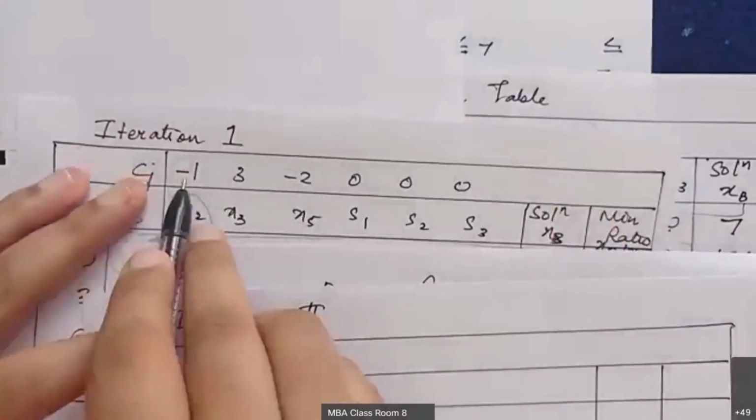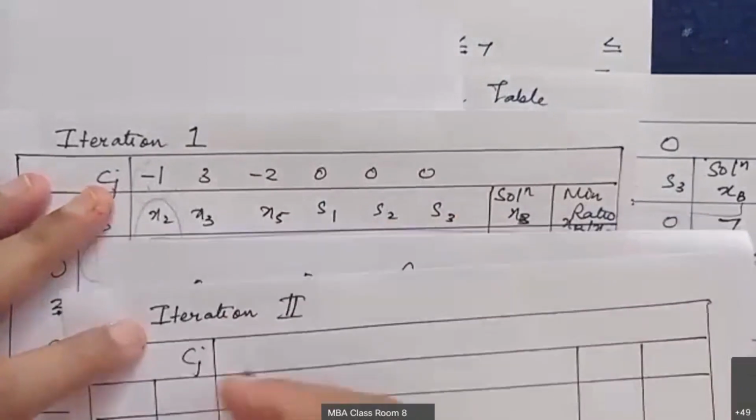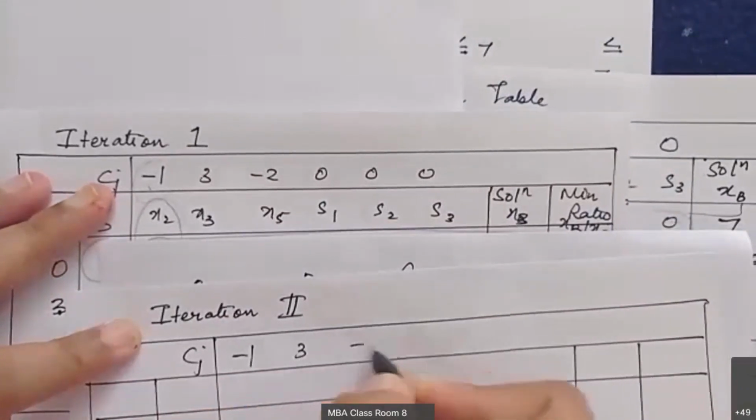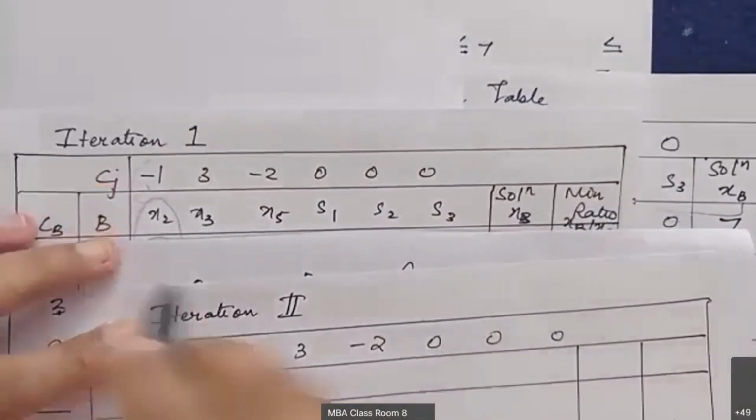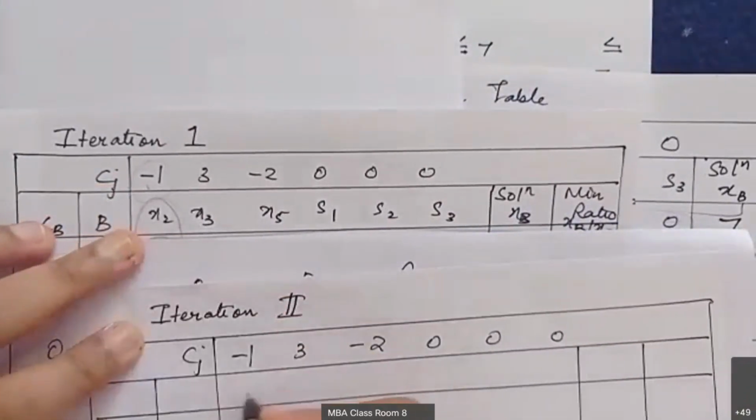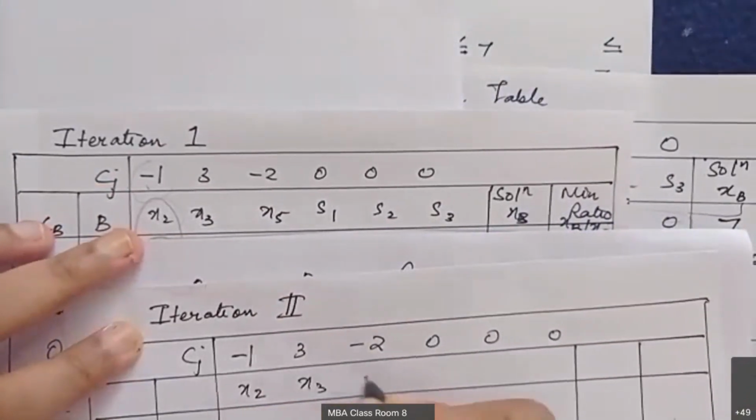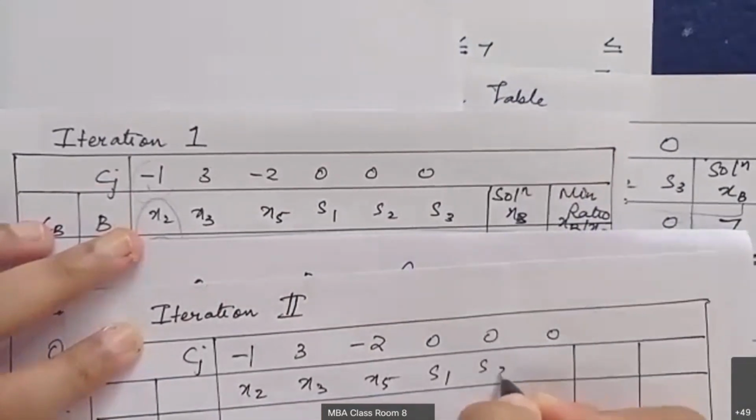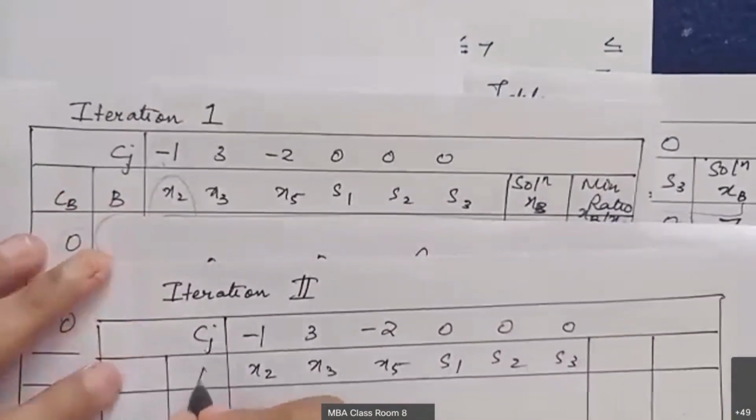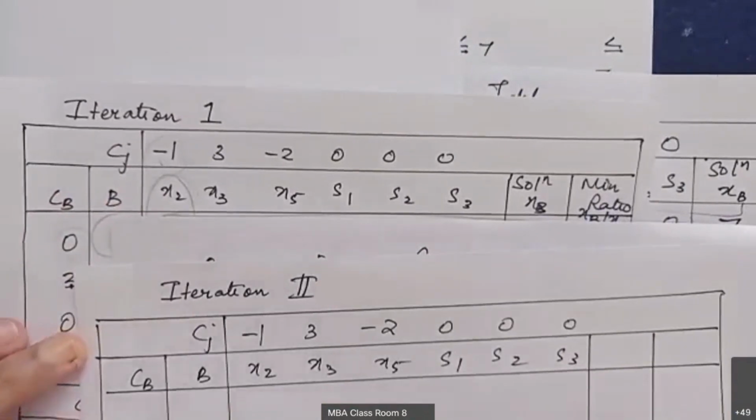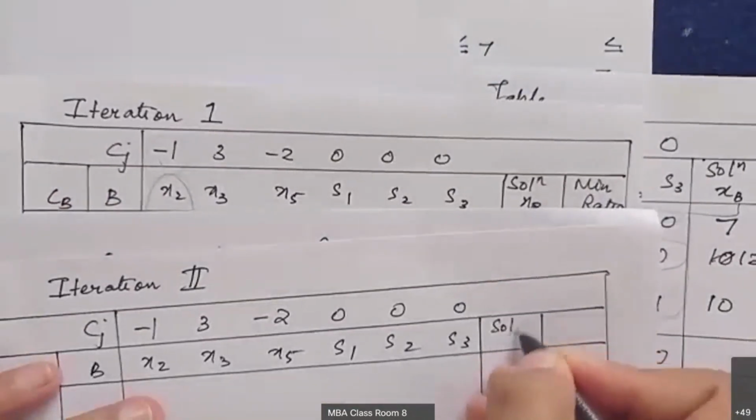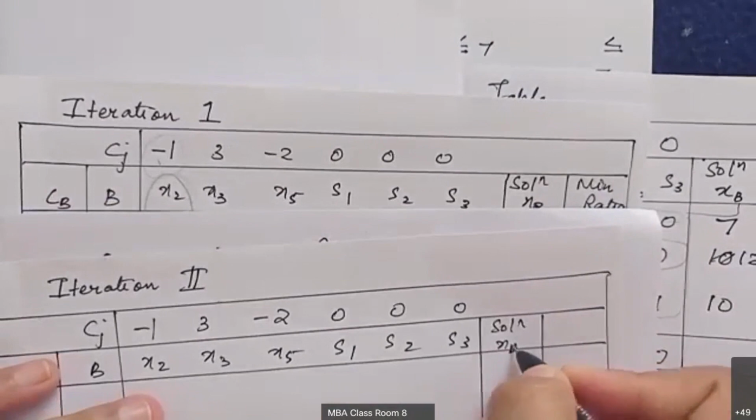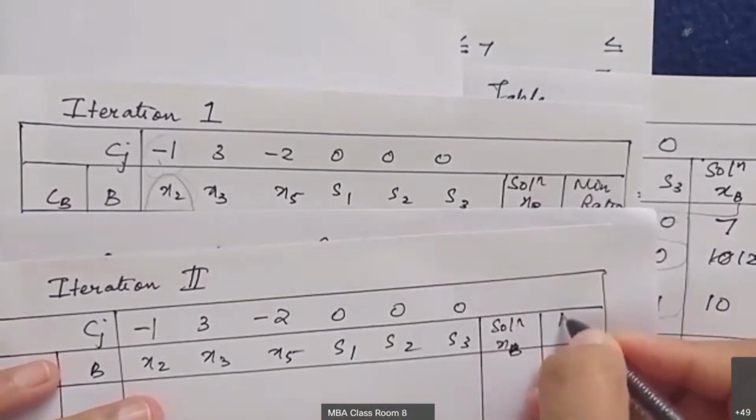Okay, we have the iteration table 2 here. So again, Cj, the coefficients of Cj will remain the same. Okay, just write these values. Okay, these values will come over here. Minus 1, 3, minus 2, 0, 0 and 0. The variables below that will also not change. 5, S1, S2 and S3. Okay, here we have the basic variable. Here we have the coefficient of the basic variable. Here we have the solution, that is XB. Okay, here we have the minimum ratio.